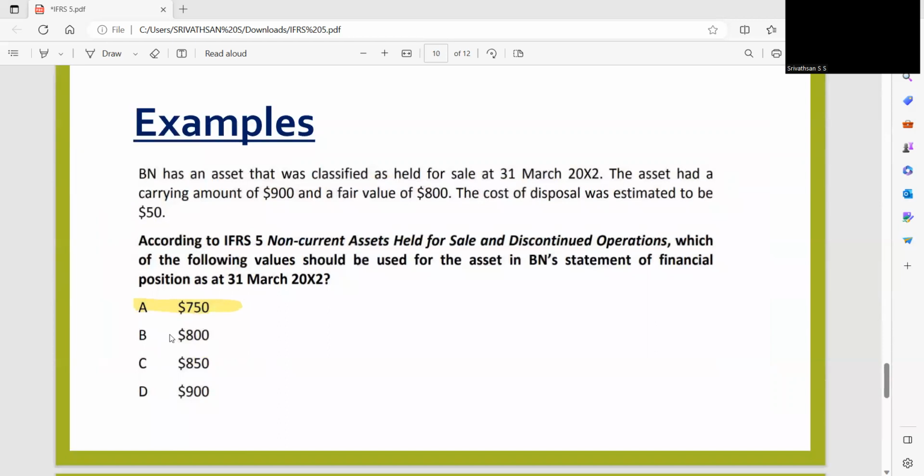And we have two more examples. BN has an asset that was classified as held for sale as on 31st March 2012. The asset had a carrying amount of $900 and the fair value of the asset is $800. Cost of disposal is $50. Everything is given in the question. The carrying value of the asset is given, fair value is also given, cost of disposal is also given. And in the question they are asking us to calculate, according to IFRS 5, non-current asset held for sale and discontinued operation, which of the following values should be used for the asset in BN's statement of financial position as at 31st March 2012? This is similar to what we did above.